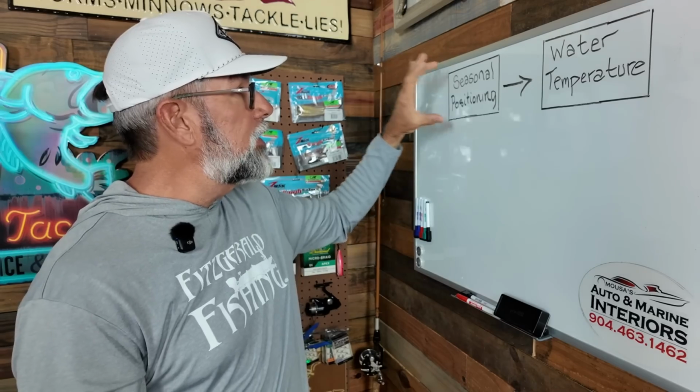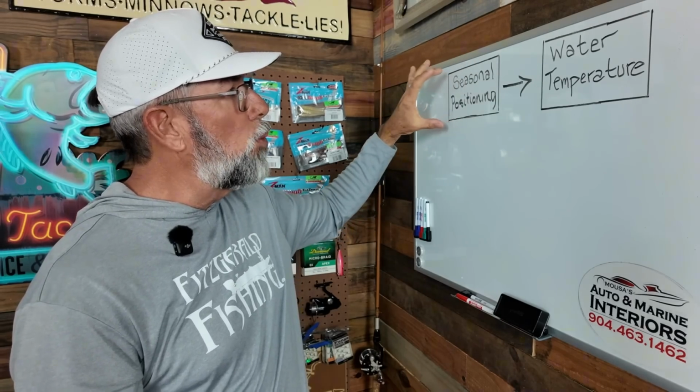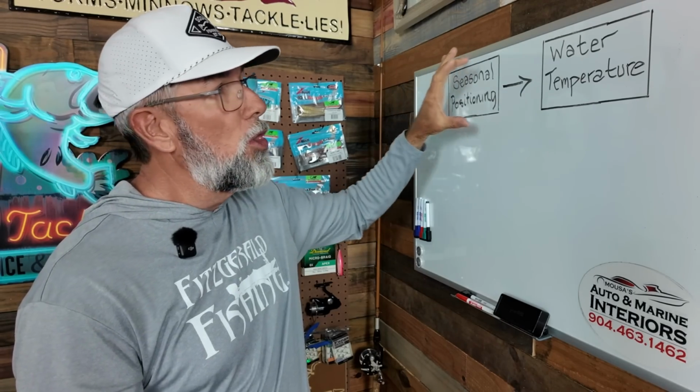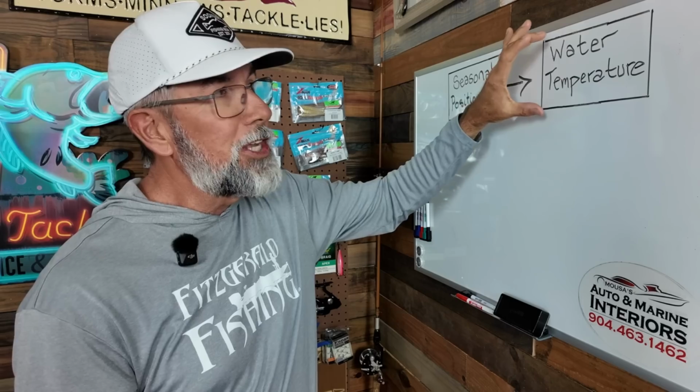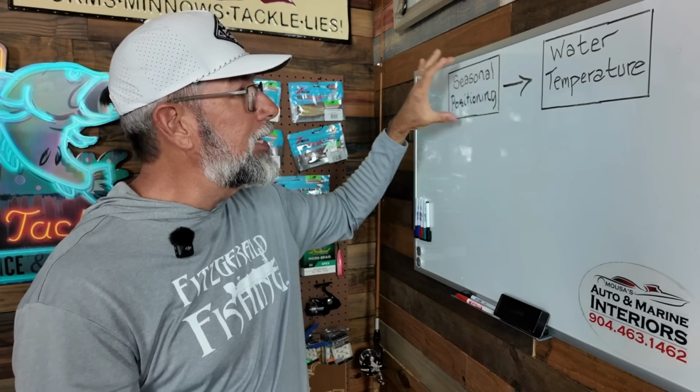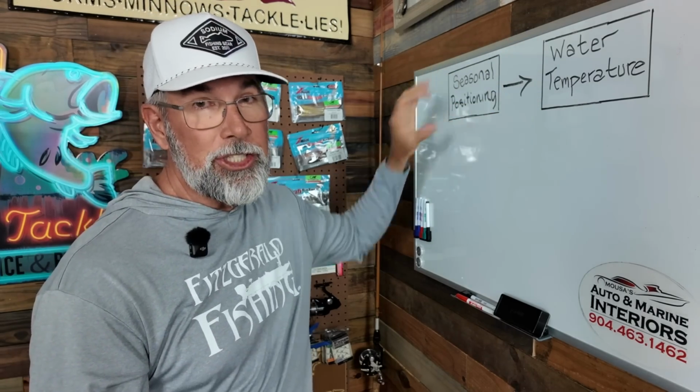So the water temperature might be ideal at like 6 a.m. in the morning to maybe 9 or 10 a.m. But after that, the water on the flat is much too warm. The fish move away from the flat, go over to the depth contours and find more cooler insulating depth. So water temperature will definitely move them. So seasonal positioning will tell you about where in the estuary they are. Water temperature will tell you where they're going to be in relation to that seasonal positioning.